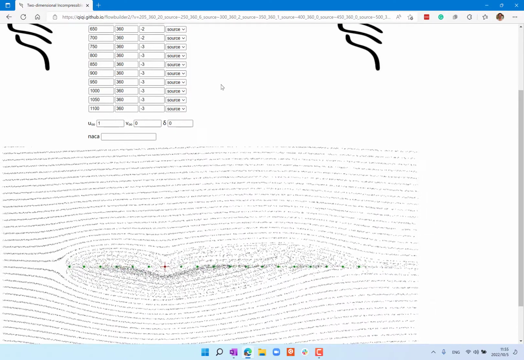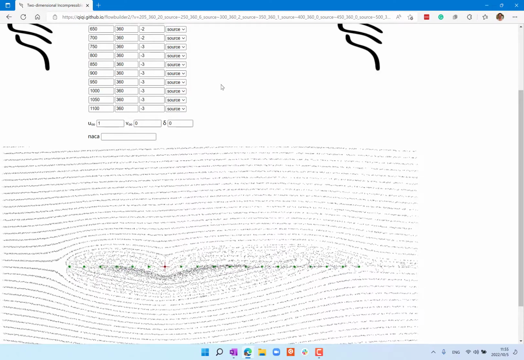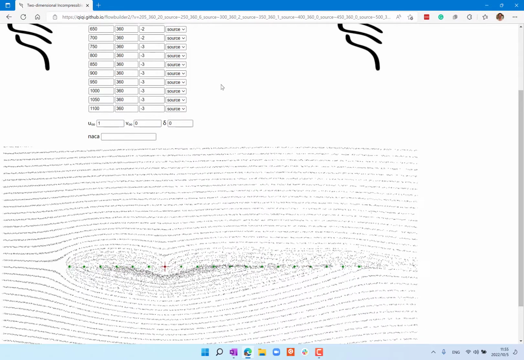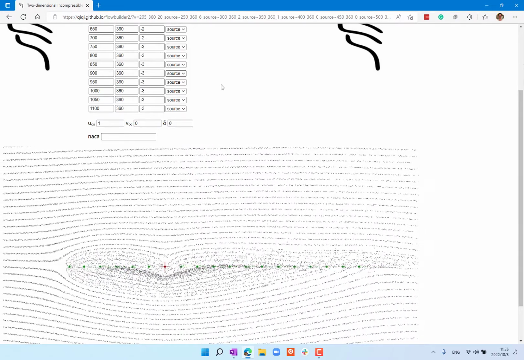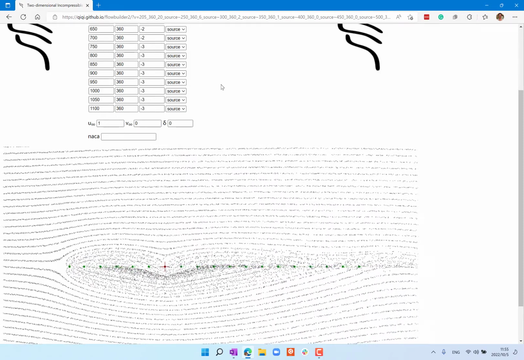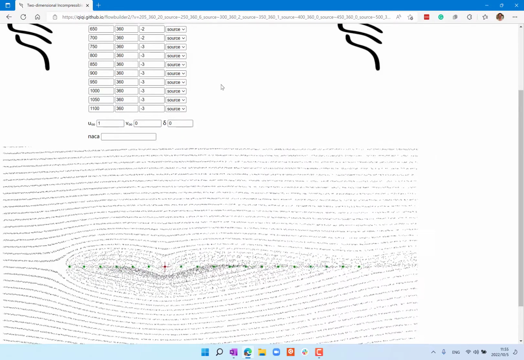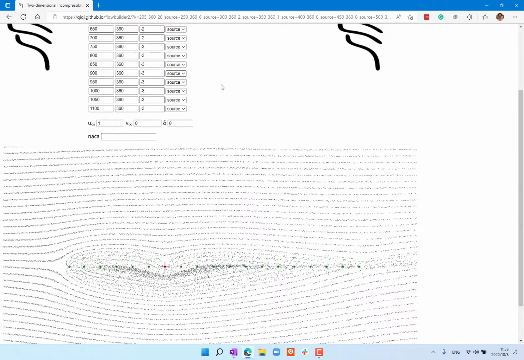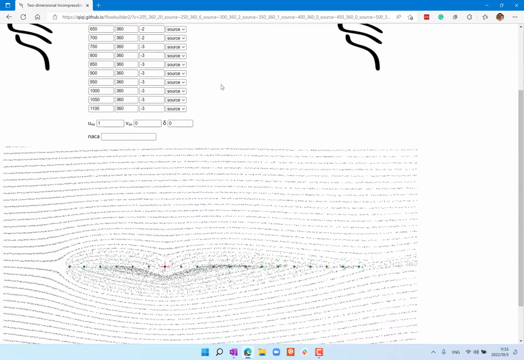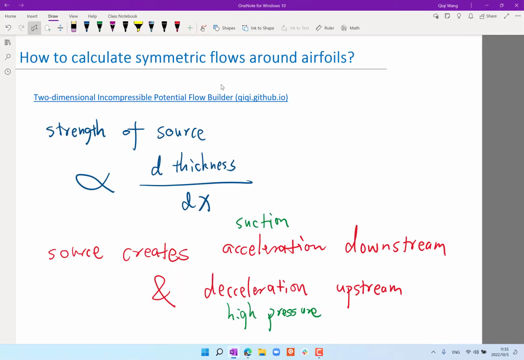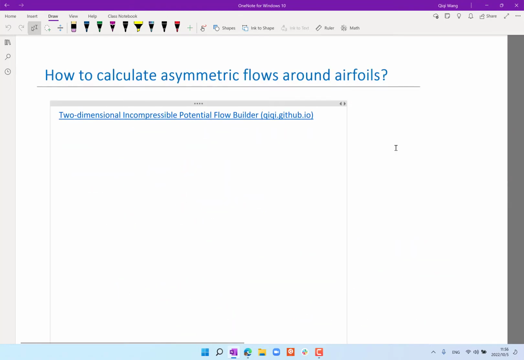So the effect of a vortex is local on the pressure, but its effect on the shape is non-local. Okay, it affects the shape in that it actually makes the flow go down upstream and makes the flow go up downstream. So essentially, it creates a camber. It creates basically a negative d camber dx upstream. It creates a positive d camber dx downstream. Right, so a vortex is exactly the opposite. So now we are getting into how do we calculate asymmetric flows around the airfoils by placing vortices.